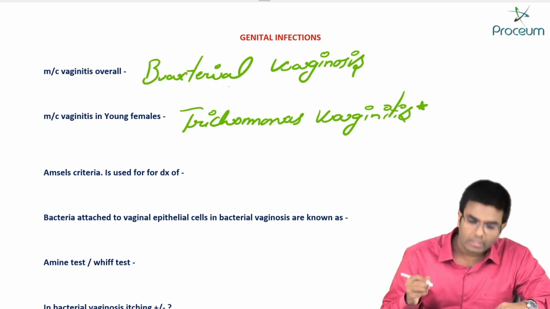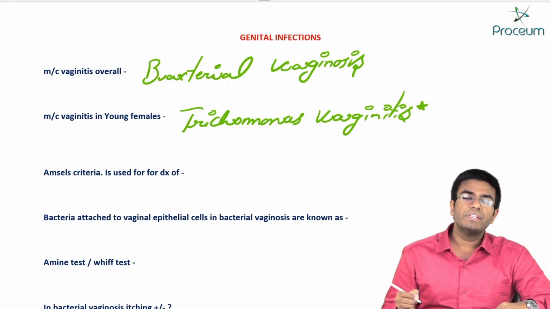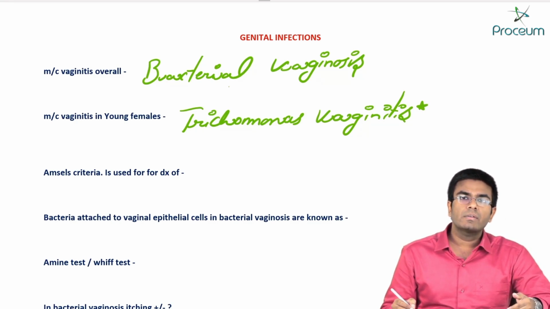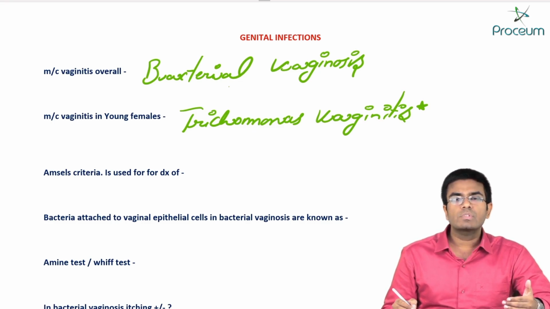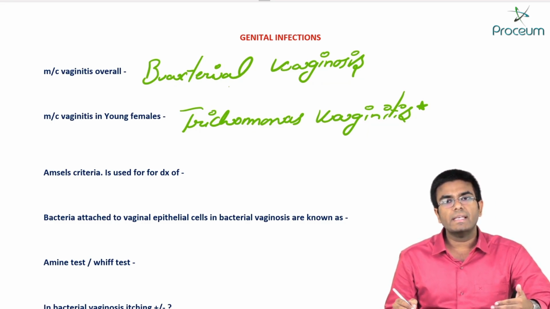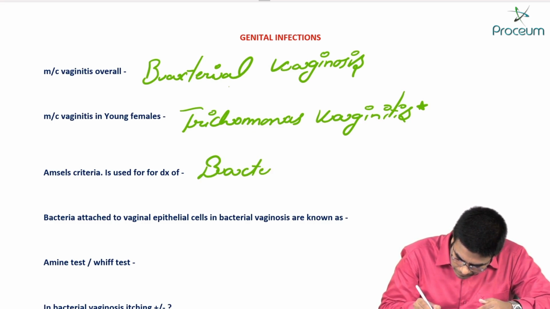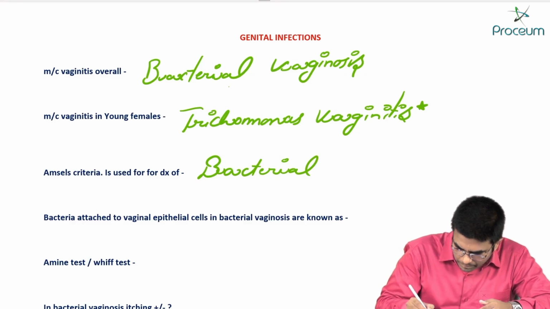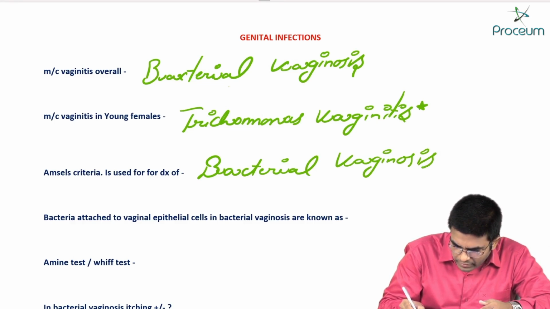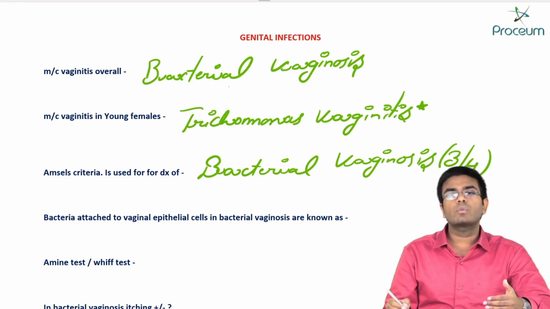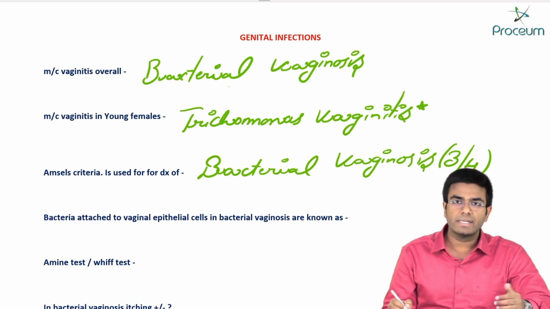Okay, important. AIIMS criteria is used for the diagnosis of what? We will discuss the criteria later. So AIIMS criteria is used for the diagnosis of bacterial vaginosis. For diagnosis, at least you need to have 3 out of 4 criteria. So, what are those 4 criteria? We will discuss later.